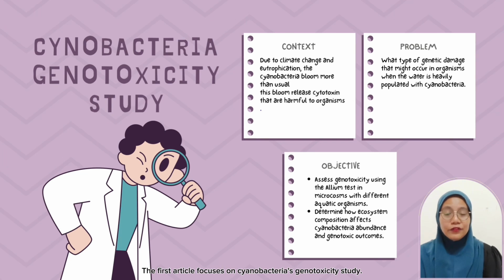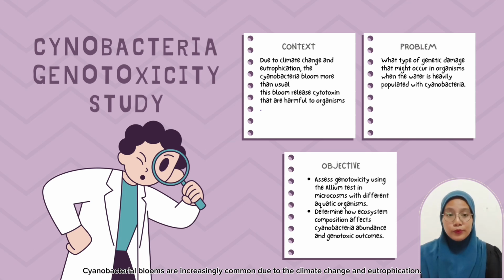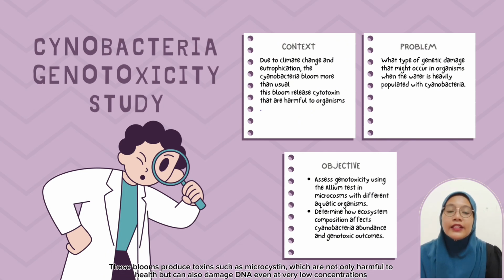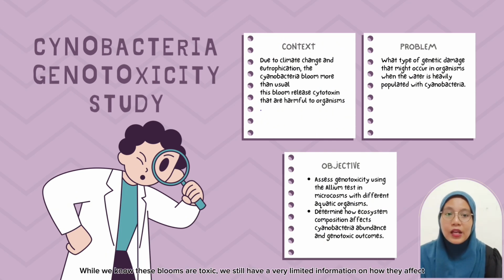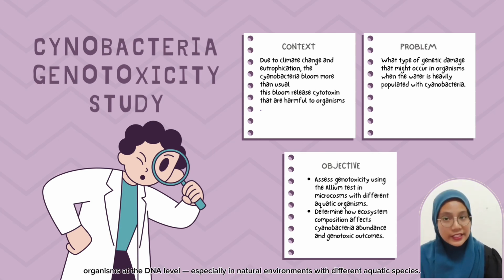The first article focused on cyanobacteria genotoxicity studies. Cyanobacteria blooms are increasingly common due to climate change and eutrophication. These blooms produce toxins such as microcystins, which are not only harmful to health but can also damage DNA even at a very low concentration. While we know these blooms are toxic, we still have very limited information on how they affect organisms at the DNA level, especially in a natural environment with different aquatic species.